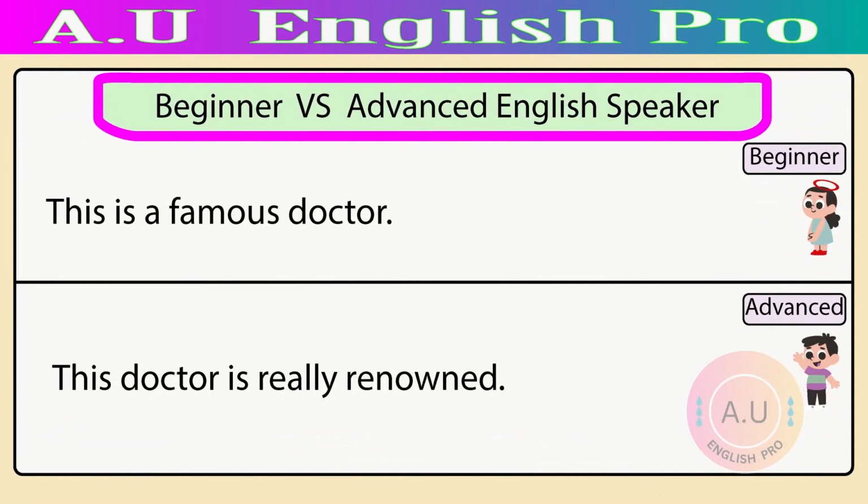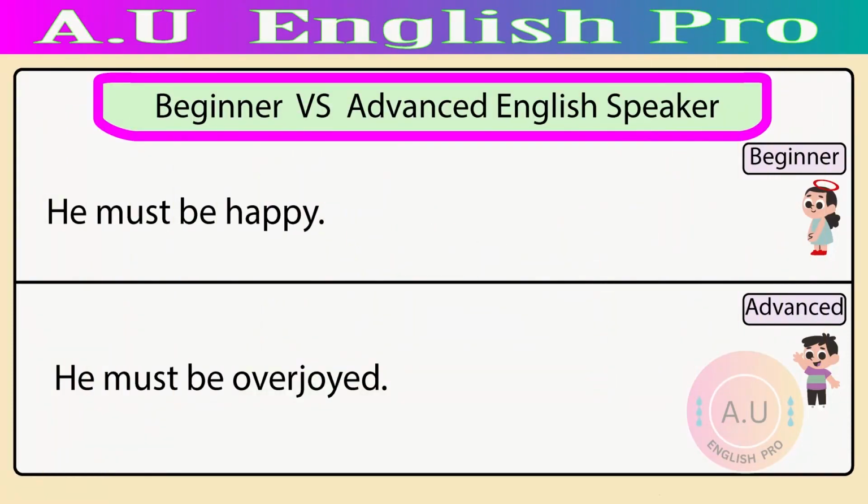Friends, our next sentence is this is a famous doctor. So instead of using this simple sentence, if you want to sound better, you can say this doctor is really renowned. Friends, our next sentence is he must be happy. If you want to sound like a native speaker, you can say he must be overjoyed.